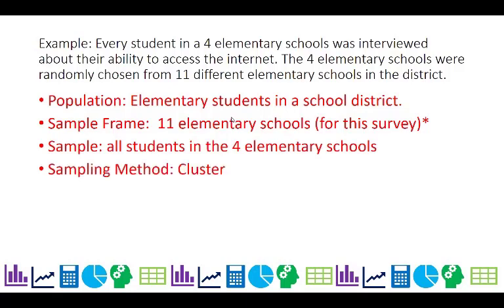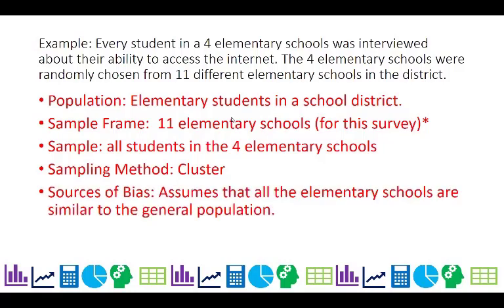The sample is all the students in the 4 elementary schools who responded to the survey. The method is cluster because we're doing all from some. And the source of bias, well, first of all, it assumes that all elementary schools are similar to the general population, so you might have some issues there. You might have some non-response bias from kids who are absent. But other than that, it should be okay.